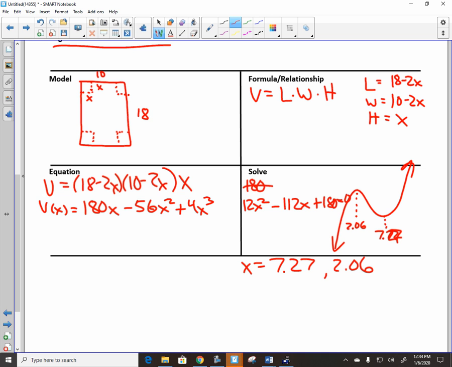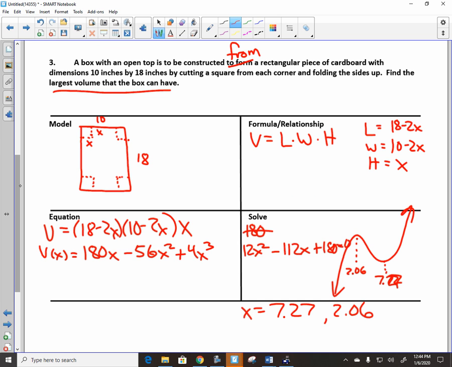Yeah. I wonder what the question is asking. Is it asking what size square should be cut off? No, we know it's 2.06 by 2.06 because that's what x is. It says find the largest volume. I wish that there was an expression up here that told us what volume is. So what do we do to find the volume? Plug 2.06 into that guy, right? Which is the same as plugging in here, multiplying them all together.